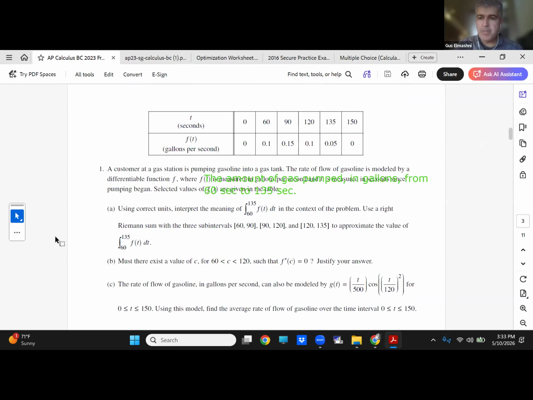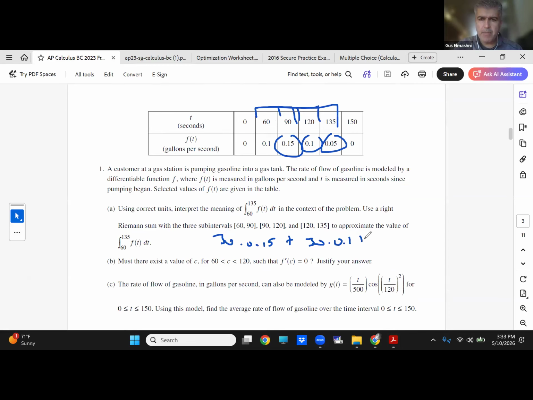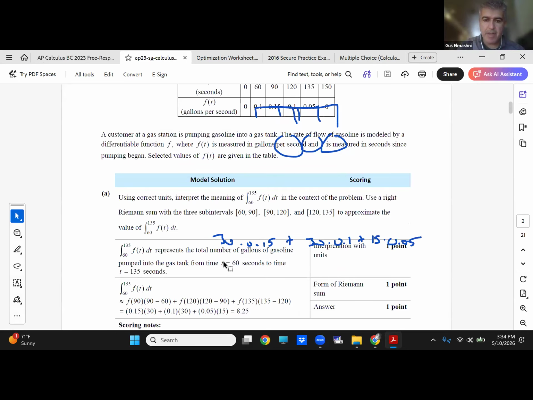So your first interval obviously is with a 30. And to write the Riemann sum, you're actually going to be using this endpoint, and then you're going to do this one with that one, and this with that one. So it's going to be 30 times 0.15 plus 30 again times 0.1 plus 15 times 0.05. And you can leave it like that, that's fine. You don't have to simplify it.